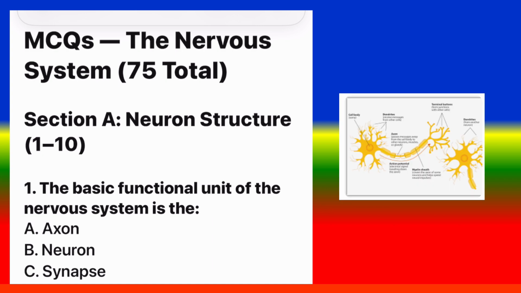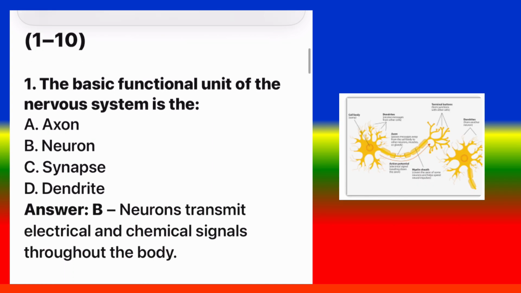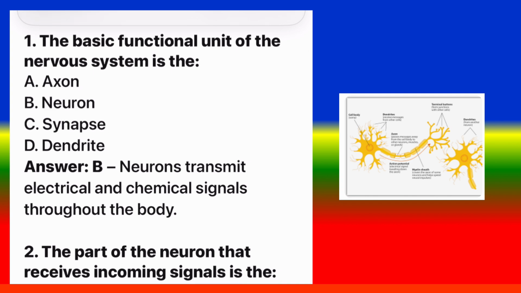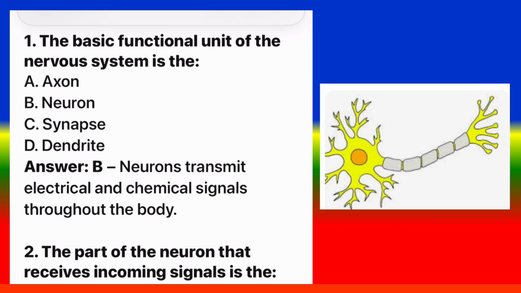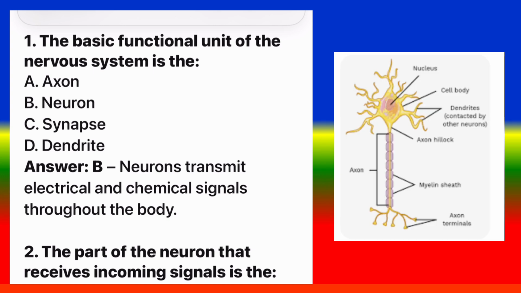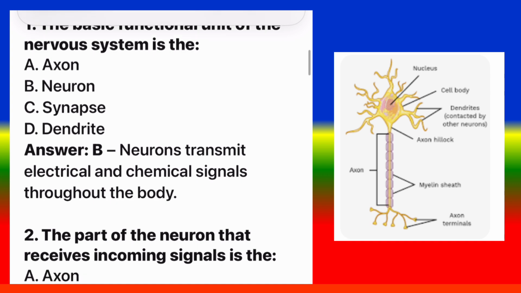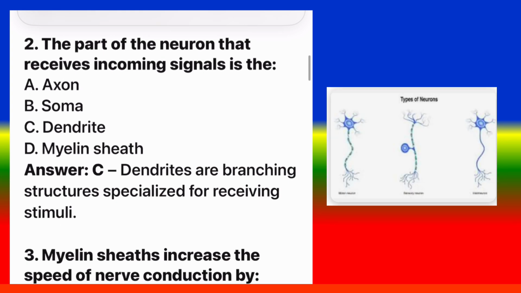1. The basic functional unit of the nervous system is the A, axon, B, neuron, C, synapse, D, dendrite. Answer B, neurons transmit electrical and chemical signals throughout the body. 2. The part of the neuron that receives incoming signals is the A, axon, B, soma, C, dendrite, D, myelin sheath. Answer C, dendrites are branching structures specialized for receiving stimuli.